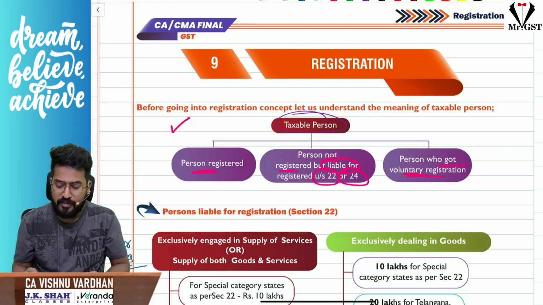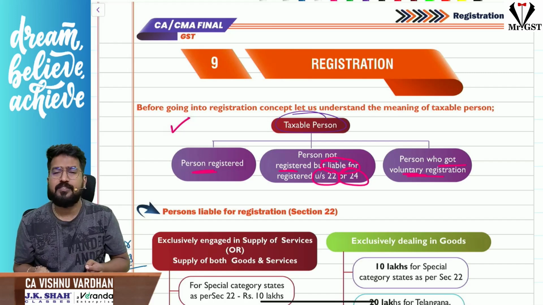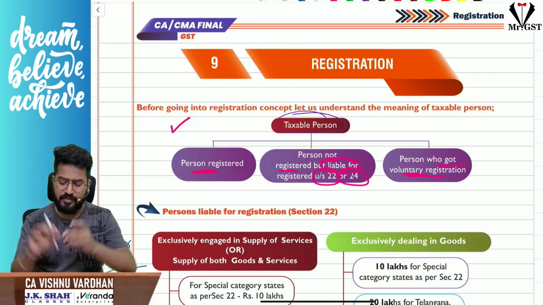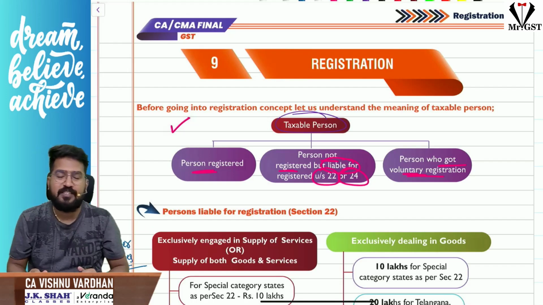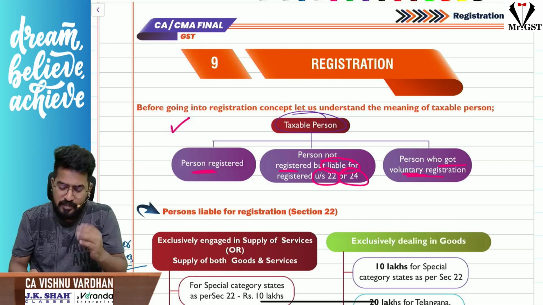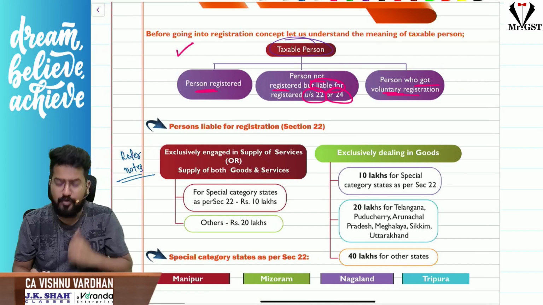Now coming to the point, registration chapter. Section 22 to section 30 we are going to see here. First of all, section 22: who are liable for registration? Persons liable for registration. We have seen the 10, 20, 40 lakh threshold limits and all.